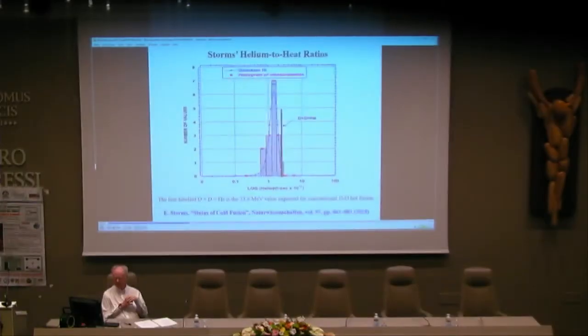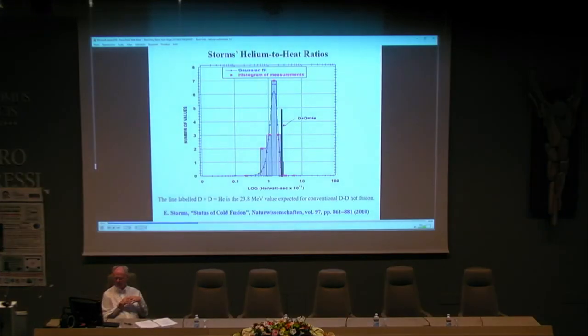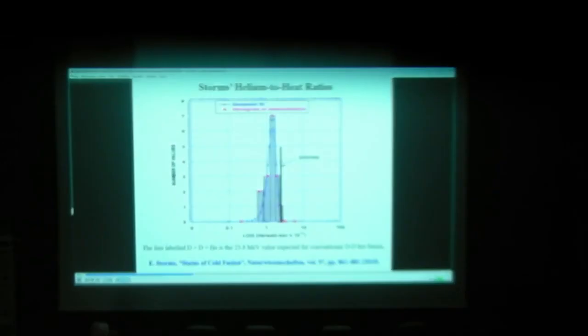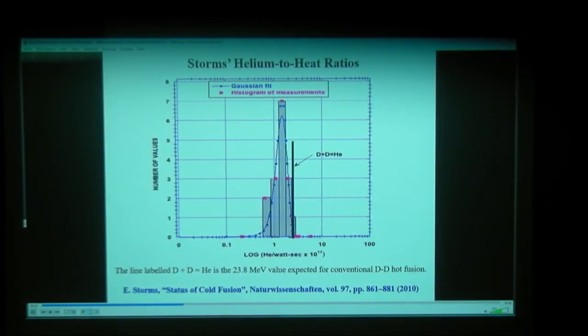Horizontally, you have essentially the helium to heat ratio, and vertically, the number of papers that Ed Storms found with the values indicated there. And the black vertical line labeled D plus D equals helium is the 23.8 MeV value expected for conventional DD fusion. So what this says is that the helium production occurs with the release of about 24 MeV, and that this correlation has been found in multiple studies.